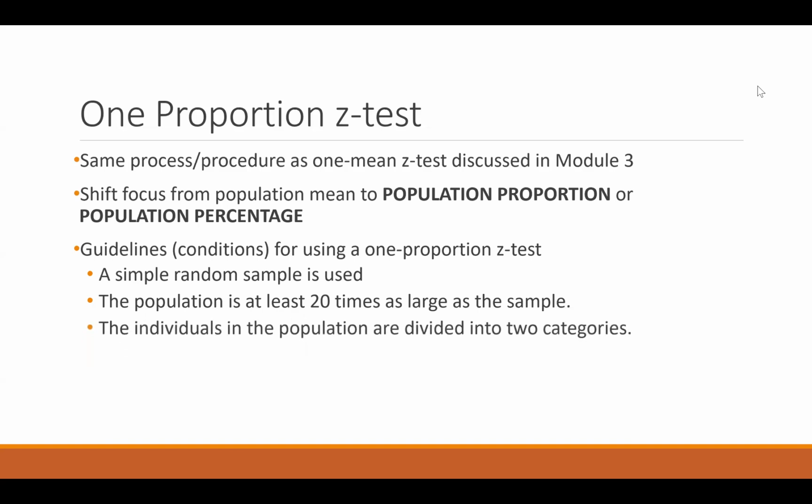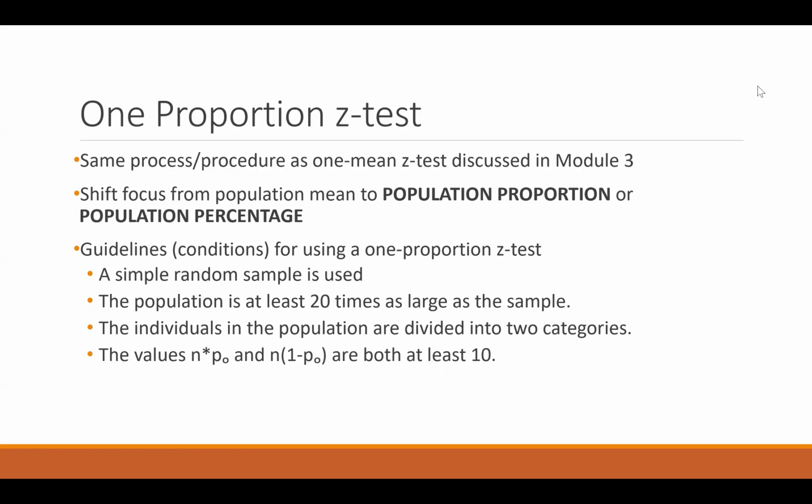The individuals in the population are divided into 2 categories. Think about it like a yes category and a no category. Think about smoking or not smoking. It could even be right-handed or left-handed. We could do male, female. So you're going to have 2 categories within the population, and you divide them up into 2 different groups.